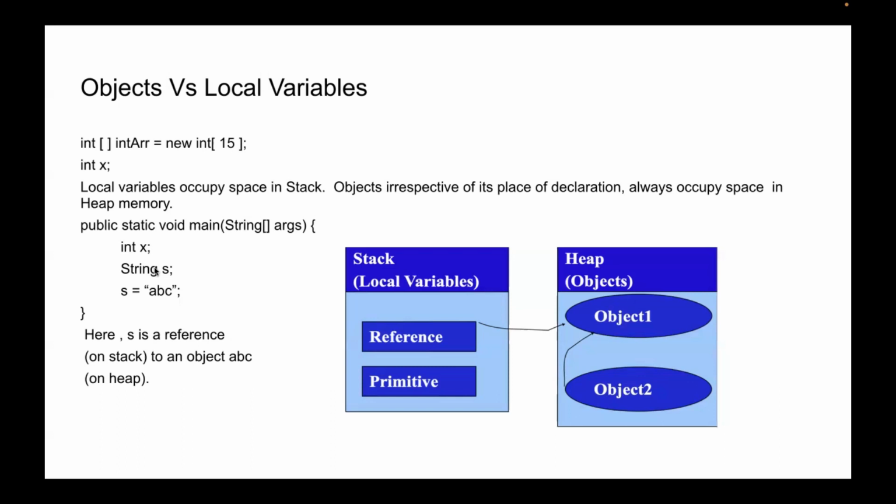So these are stored on stack. Whatever local variables that we have, suppose we have the local variable s, this will be stored on a stack. And what do we mean by object here? When we say an array object, suppose new int 15, this is an array object. So this was stored on heap. Got it? So all objects and arrays will be stored on heap, and all local variables will be stored on stack.